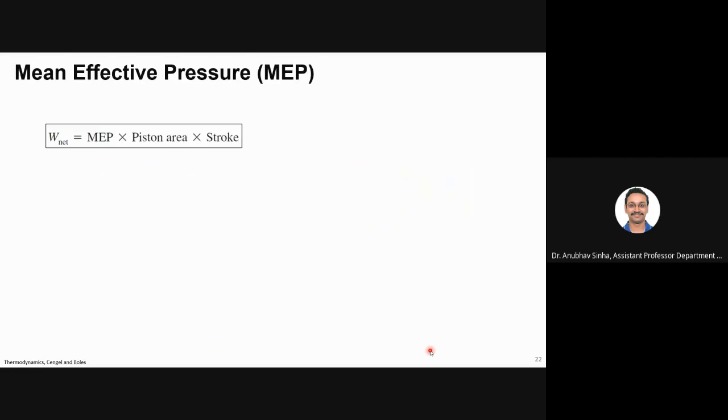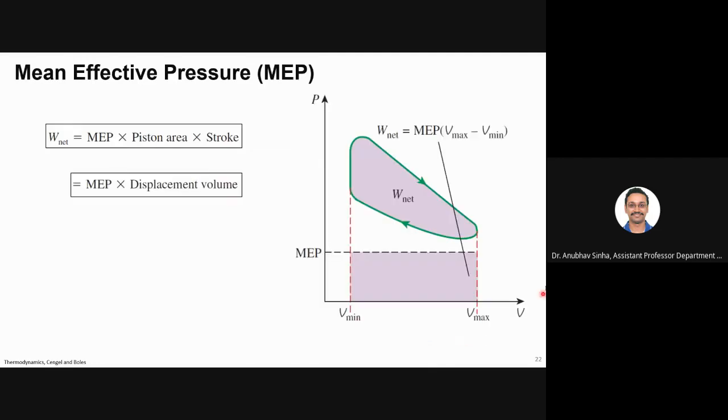Now let us talk about something called mean effective pressure. Let us say this is a cycle, could be any cycle. As we have understood, the work done by the cycle will be the area inside the cycle, whatever the positive area is there.